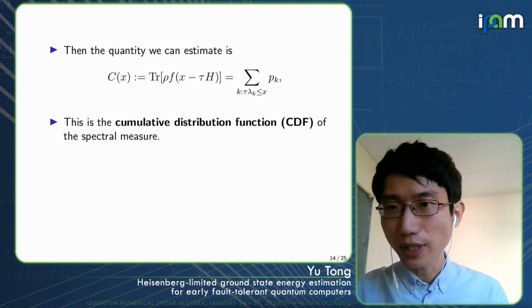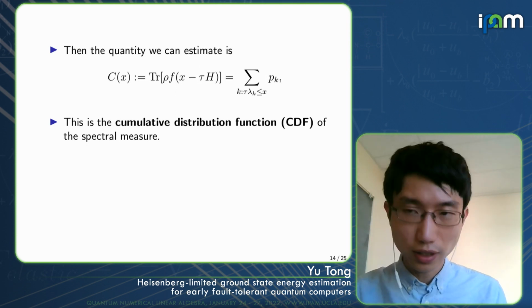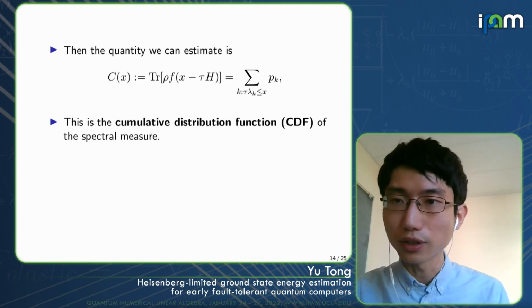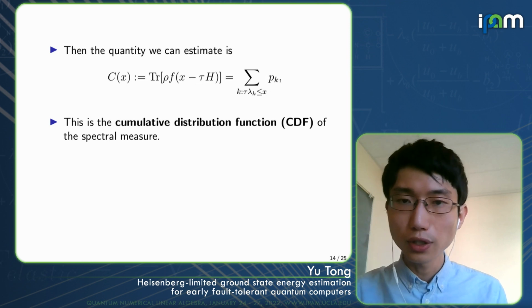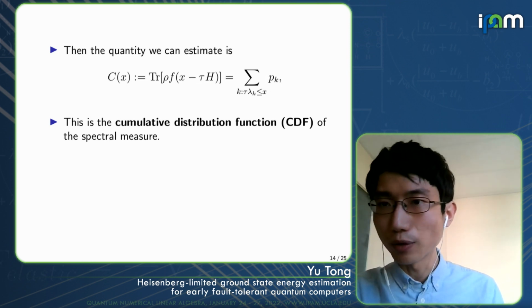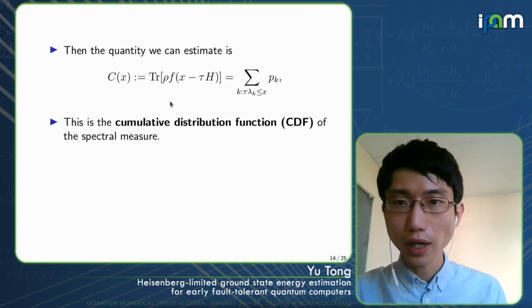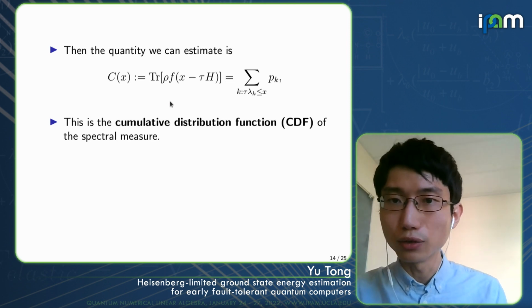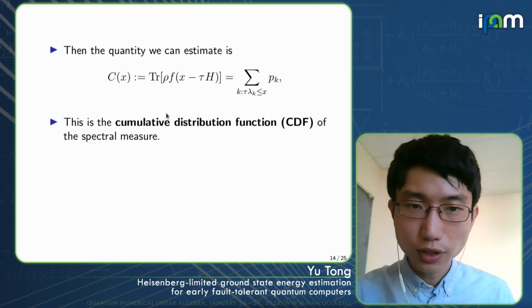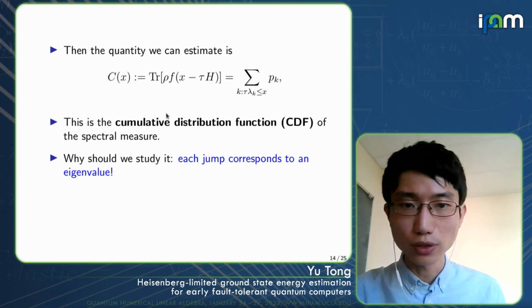What I mean here is that imagine you perform an exact energy measurement on this Hamiltonian, you will get an energy value as a random variable. So what c of x tells you is how large the probability is of having an output that takes a value smaller than or equal to x. This is why I call this the cumulative distribution function of the spectral measure.